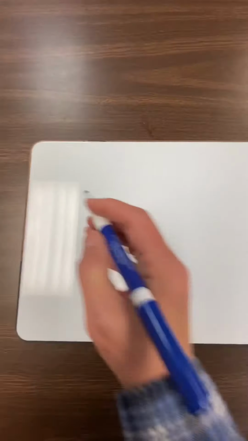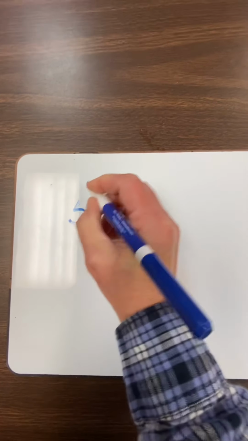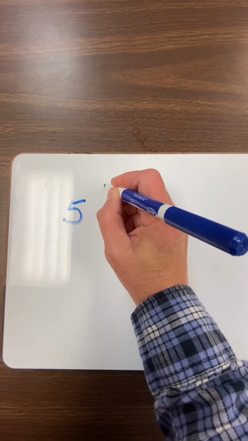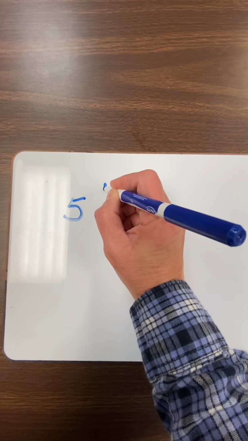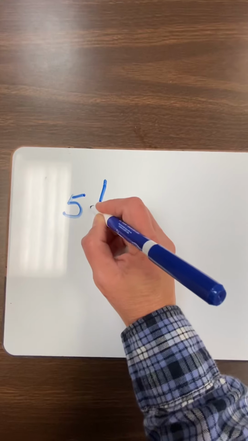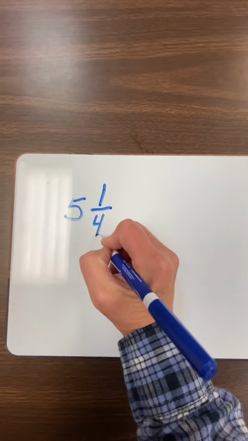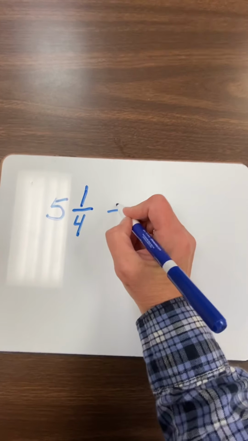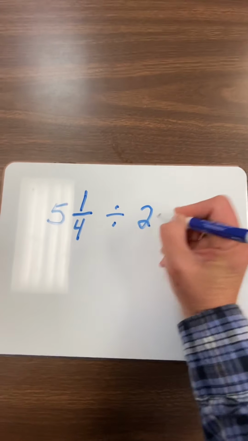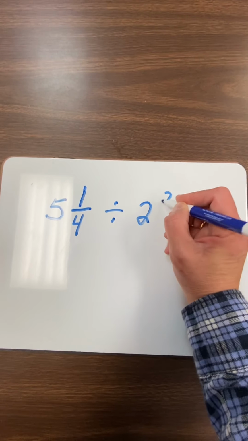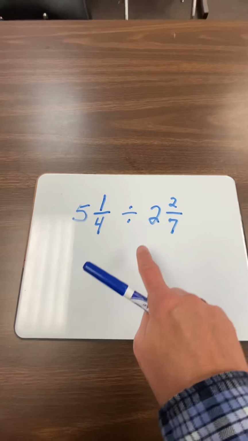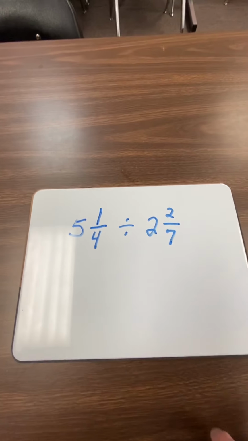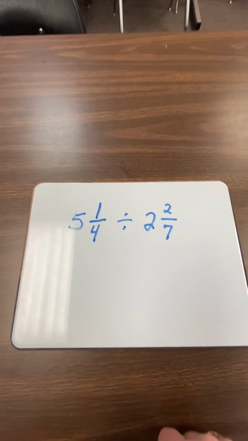Let's do one more. 5 and 1/4 divided by 2 and 2/7. I'm going to give you a couple minutes to do it.